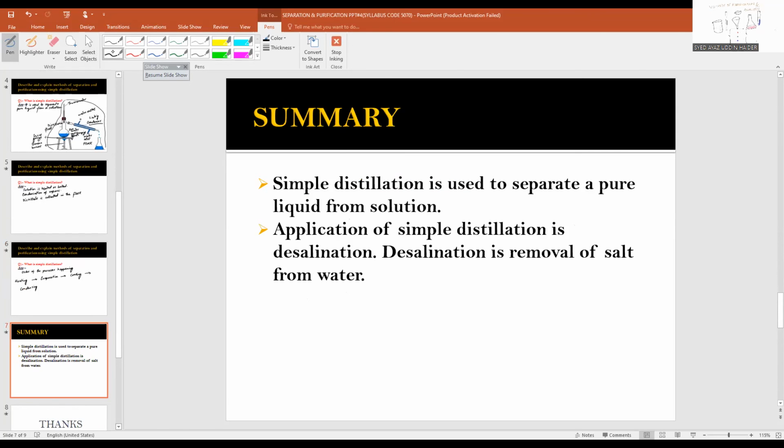In summary, simple distillation is used to separate a pure liquid from a solution. An application of simple distillation is desalination. Desalination is removal of salt from water.